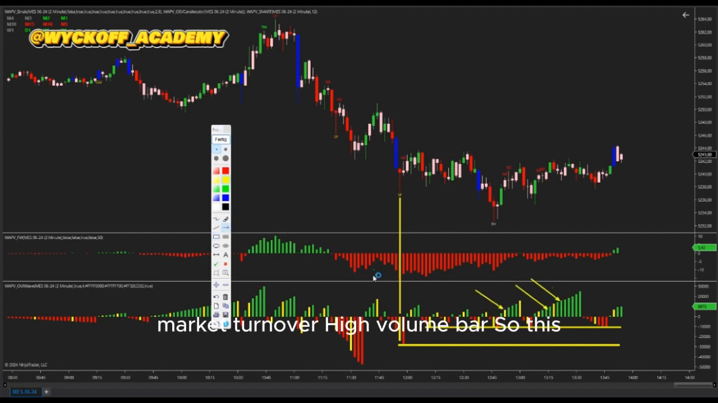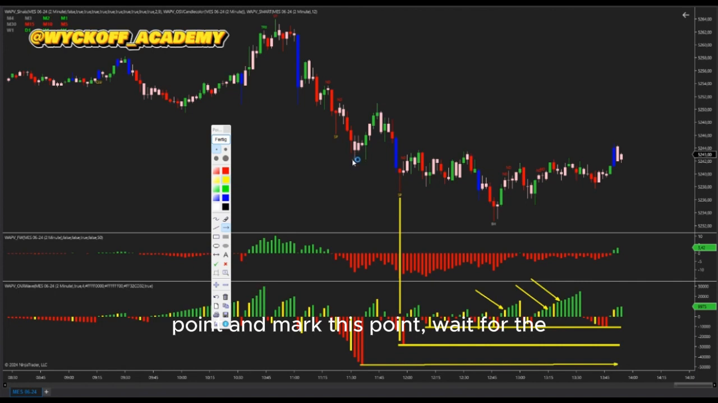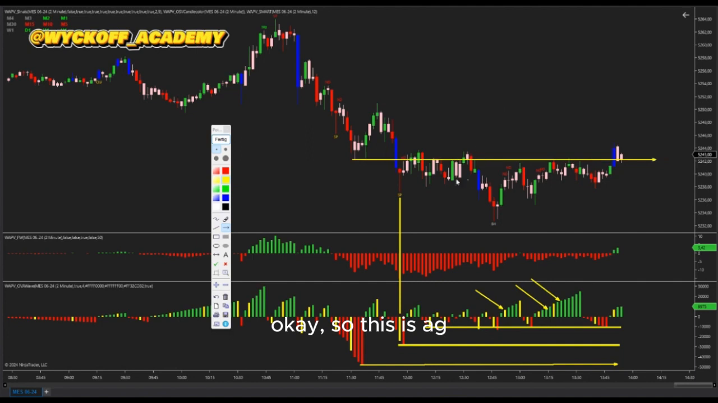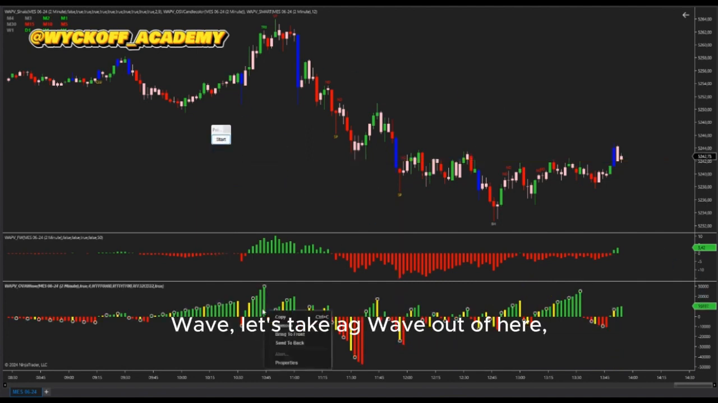So this here is the AG wave. You can mark this point and mark this point. Wait for the market to start working above it. Okay, so this is AG wave. Let's take AG wave out of here.